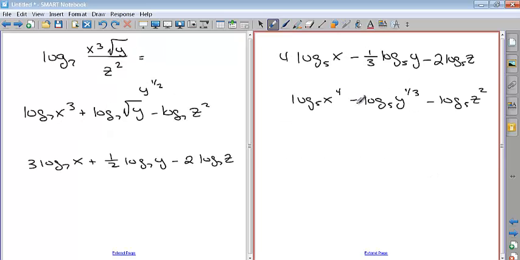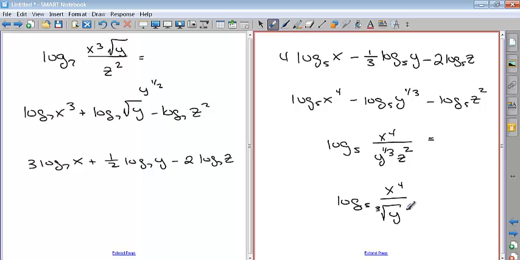And again, if you have anything negative, that goes in the denominator of the fraction, anything positive in the numerator. So we say log base 5 of x to the 4th divided by y to the 1/3 times z squared. So these two are negative, so they go in the denominator. And lastly, you can rewrite the fractional exponent as a root. So that's the cube root of y instead of y to the 1/3 power. So that's your answer. Okay, so make sure you can do that.